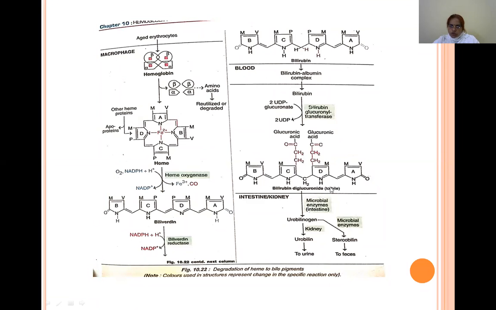This bilirubin diglucuronide enters into the bile. Now this bilirubin diglucuronide in the intestine is converted to urobilinogen by microbial enzymes. This urobilinogen in the kidneys is converted to urobilin. This urobilin is excreted through the urine. The urine color is mainly due to the presence of urobilin. Now this urobilinogen is also converted to stercobilin. This stercobilin is excreted through the feces. The feces color is mainly due to the presence of stercobilin.